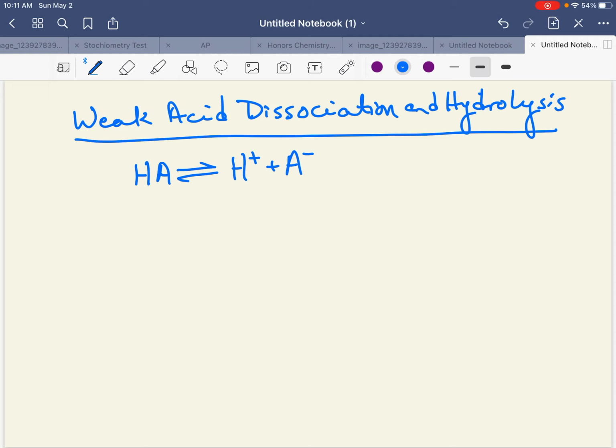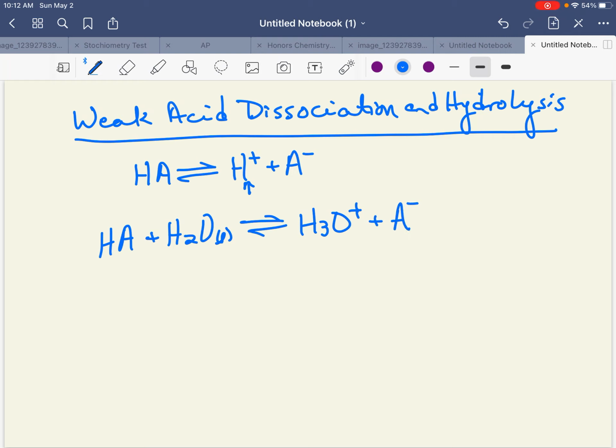The other way to represent what's happening with a weak acid is through a hydrolysis reaction. And essentially this is saying the exact same thing as what's above. The only difference is this is acknowledging that the H+ that comes off from the HA is going to immediately combine with a water molecule and form the hydronium cation. This is what's actually happening.